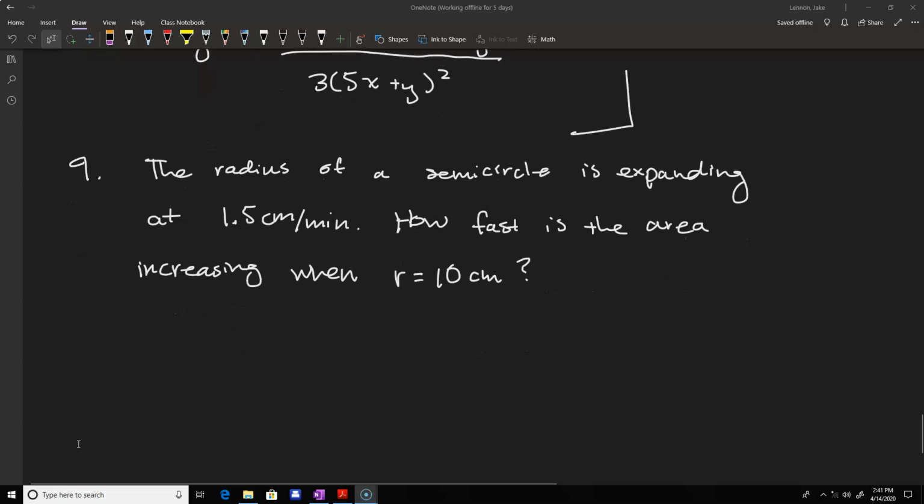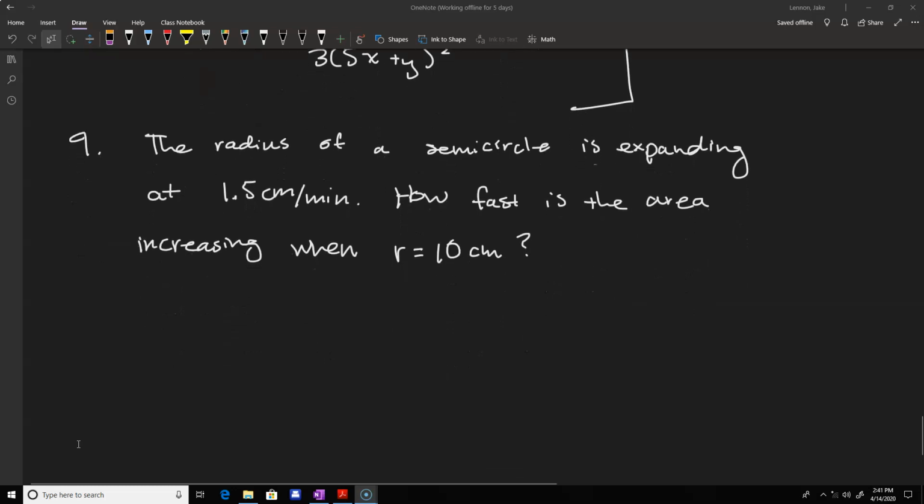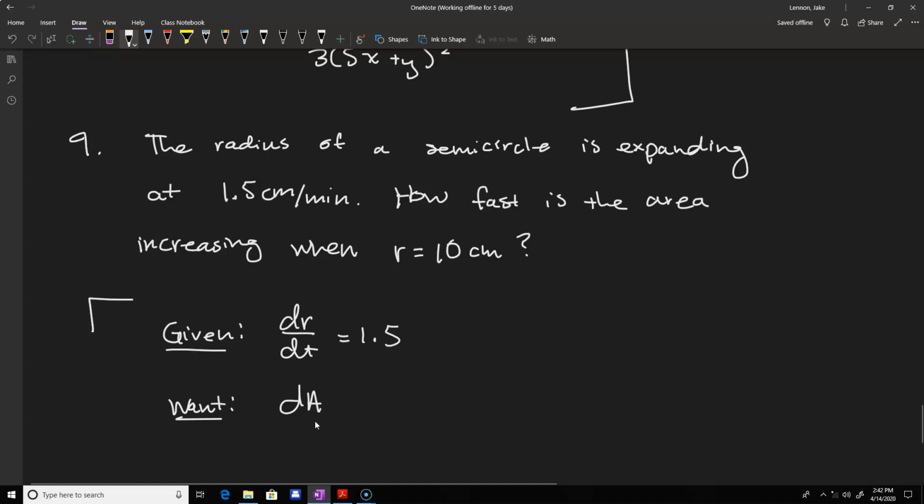So for this one, we have the radius of a semicircle expanding at 1.5 centimeters per minute. How fast is the area increasing when r equals 10? So basically, the given information is we're given that dr/dt equals 1.5. And what do we want? We want to know the rate of change of the area. So we want to find dA/dt at the time r is equal to 10.